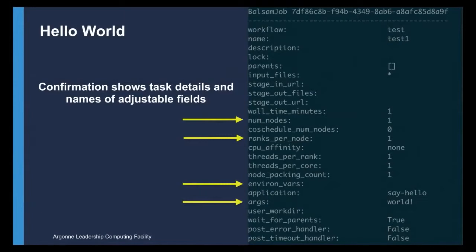Cool, thanks. Sure. What's the difference between input files and stage in URL? This is something that in a later version we'll probably organize to be a little bit more clear. Input files defaults to the everything wildcard, and this only applies for dependencies. So this is what will be transferred from a parent job to a child job if you have dependencies.